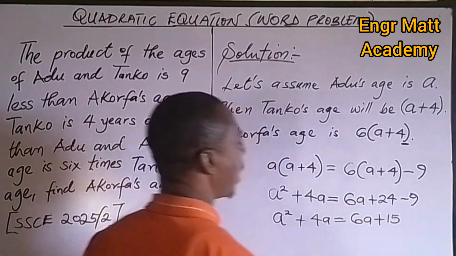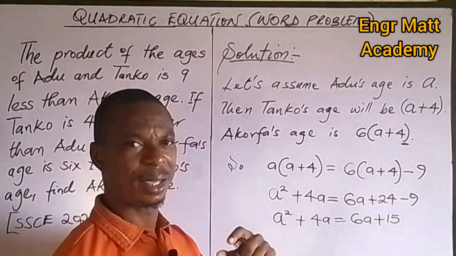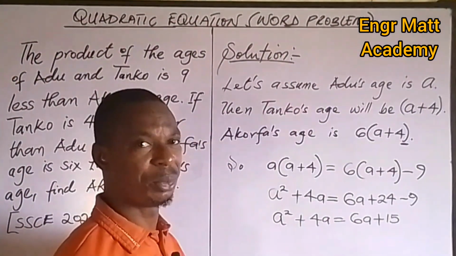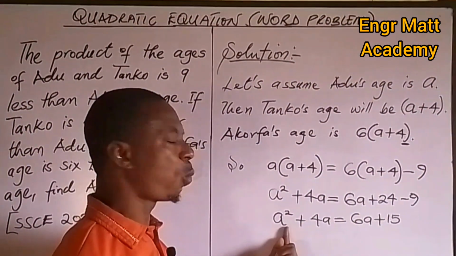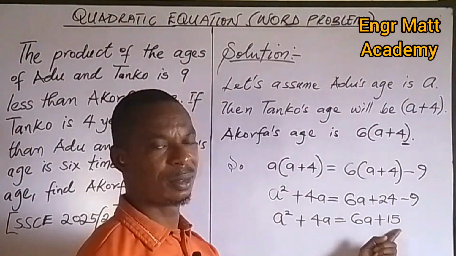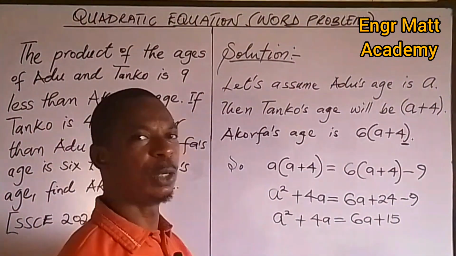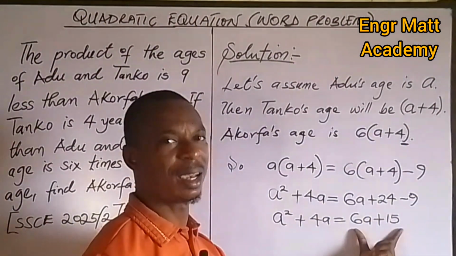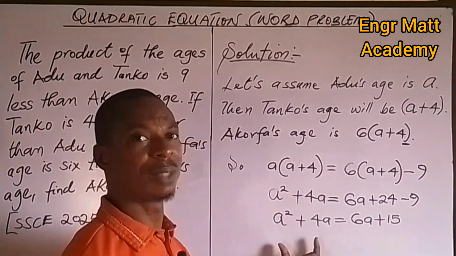24 minus 9. If you have an eagle's eye, you will already see that a quadratic equation is taking shape, because we have A squared, we have the A, and we have a constant. So let's put this in a quadratic format. Let's bring the terms on the right hand side to the left hand side.